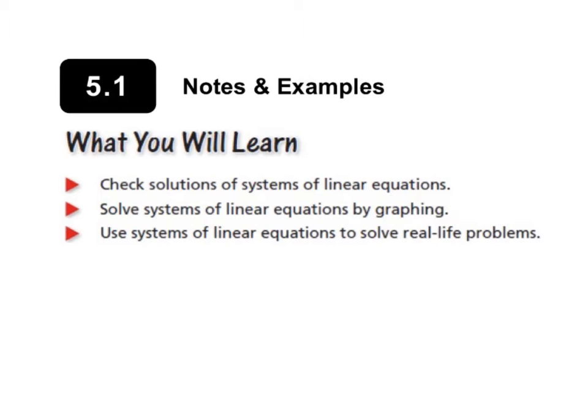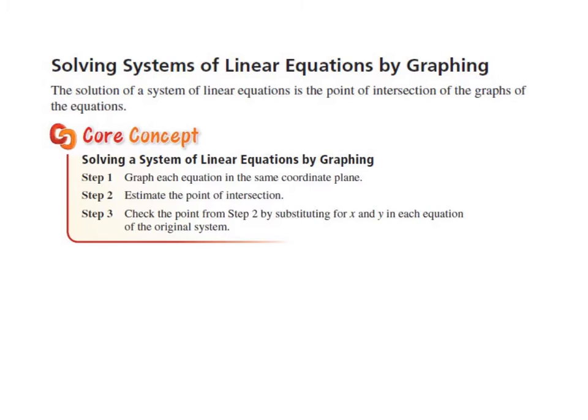The second big thing in 5.1 that we need to take a look at is solving systems of linear equations by graphing. So if we take a look at example 2 at the top of page 3, it says solving systems of linear equations by graphing. The solution of a system of linear equations is the point of intersection of the graphs of the equations. So in order to solve a system by graphing, I need to graph each equation, and then I'm going to estimate where they intersect and check that point to make sure it's correct.